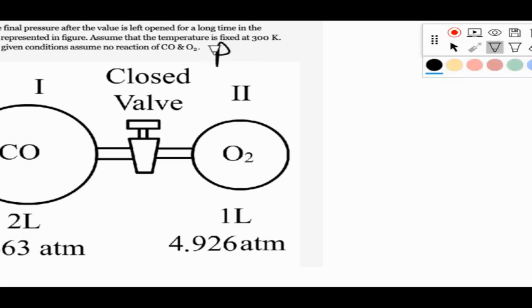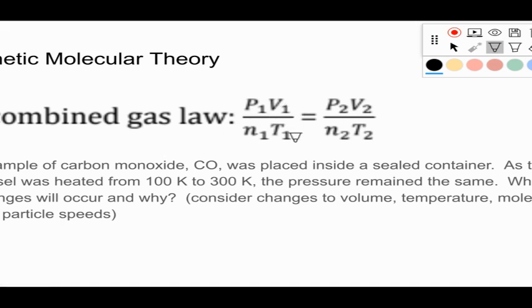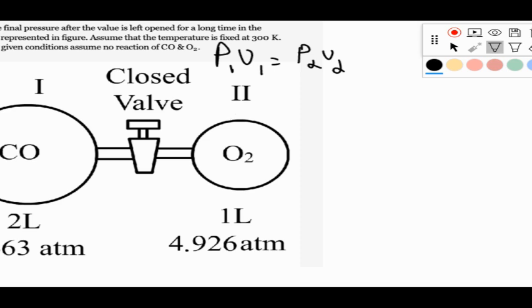P1V1 is equal to P2V2, because we addressed on this last slide that we don't care about temperature because it's constant. We don't care about moles because it is equally constant because nothing is being added or removed. And so I'm going to do this for this side first.